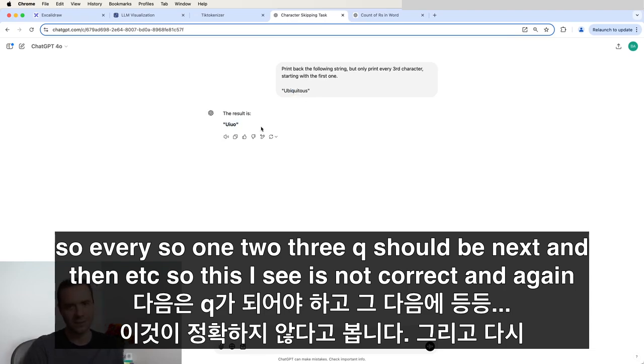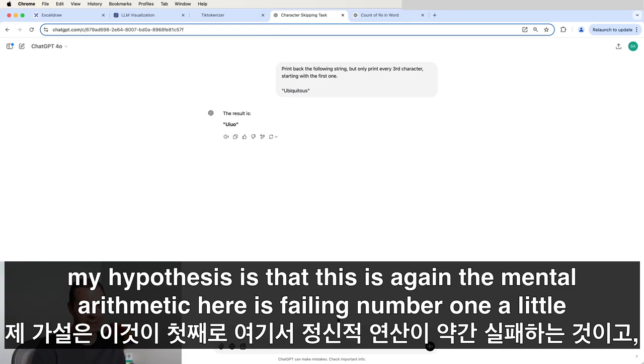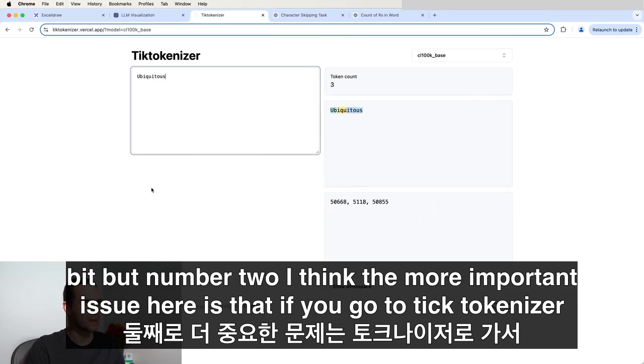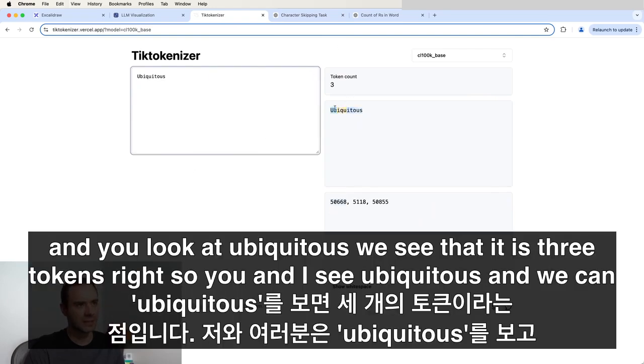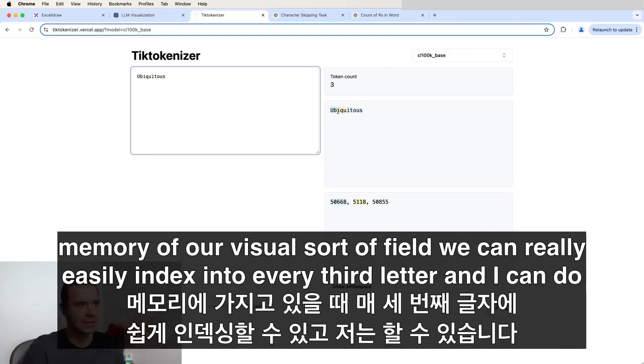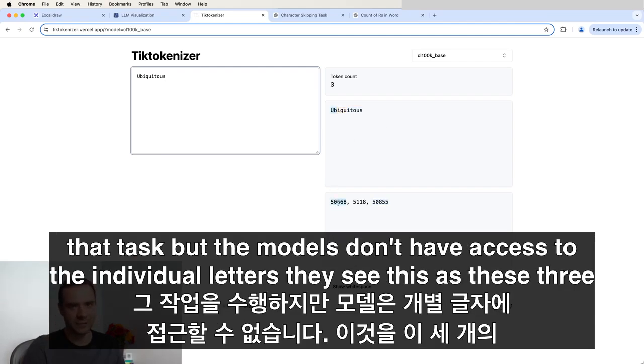So this, I see, is not correct. Again, my hypothesis is that, number 1, the mental arithmetic is failing a little bit. But number 2, I think the more important issue here is that if you go to Tiktokenizer and look at ubiquitous, we see that it is 3 tokens. You and I see ubiquitous, and we can easily access the individual letters because we see them. When we have it in the working memory of our visual field, we can really easily index into every 3rd letter, and I can do that task. But the models don't have access to the individual letters. They see this as these 3 tokens.